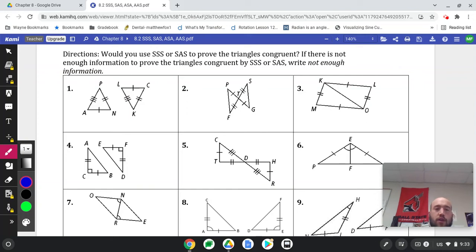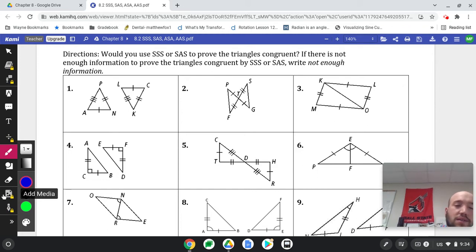All right, good morning, and today we are going to continue talking about how we can tell if triangles are congruent. So, on the top part, we're going to focus on SSS and SAS. Remember, S stands for side, A stands for angle. Okay, so if we look at this first one, this has 3 marks, this has 3 marks, so those sides match up. This side and this side match up, this side and this side match up. So, SSS. There are 3 sides marked on each, so side, side, side.